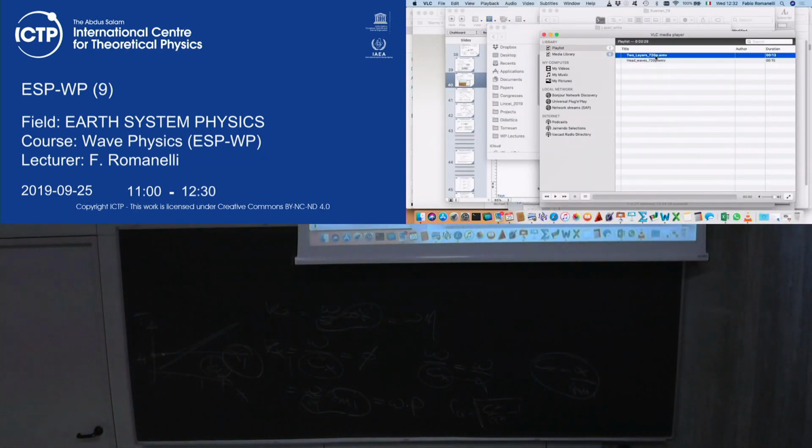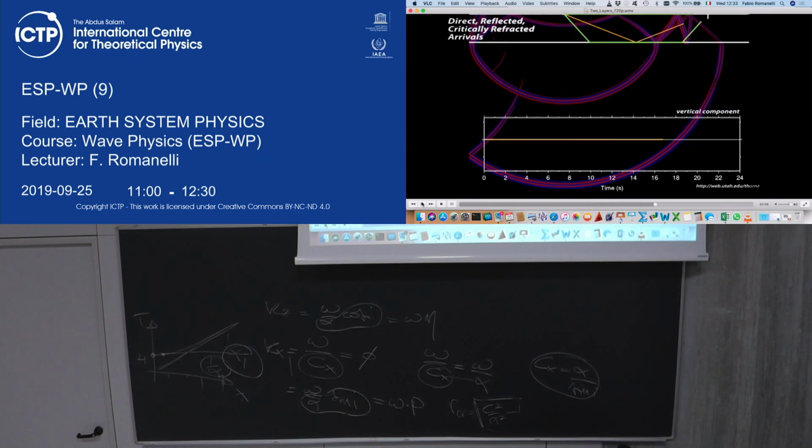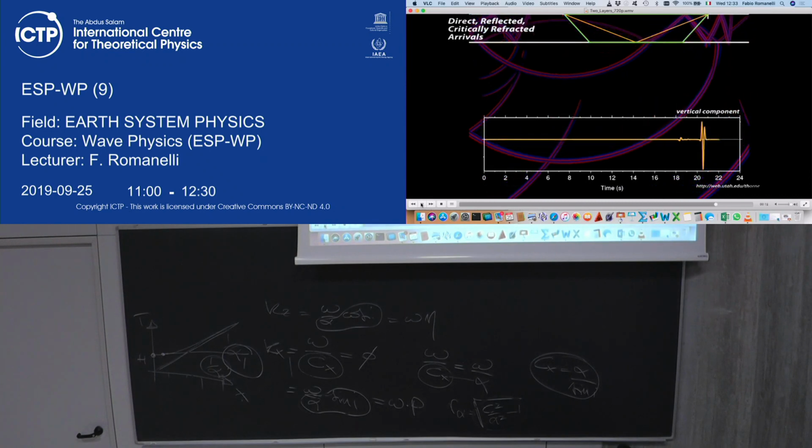Let's give a look to the final look, then we will start again at 2. Let's give a look to the amplitudes. Since the critically reflected is just a portion of a wavefront, its amplitude will be tiny. And the reflection coefficient actually is not very large. Most of the energy is on the interface. It will be the red. Now it's arriving together, you see, with the direct. And later, the reflection is coming.